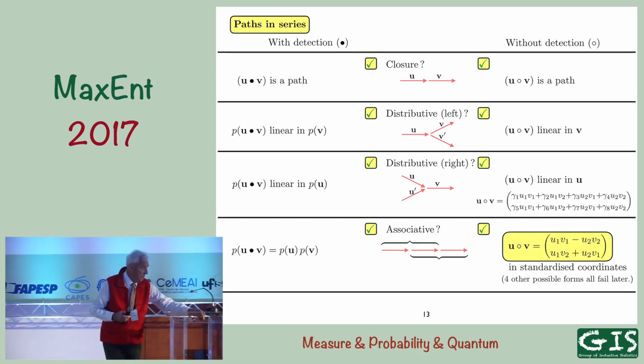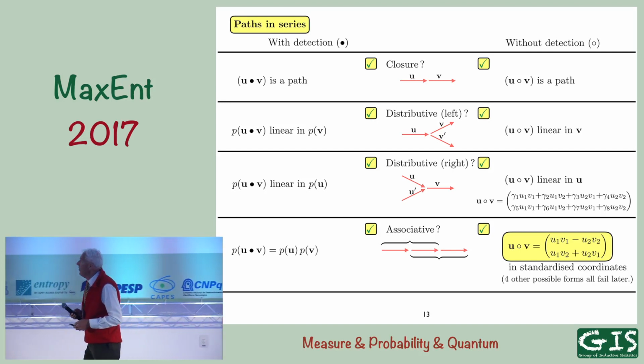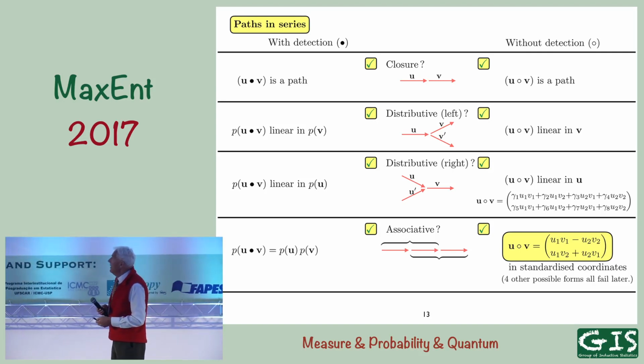I can also do paths in series. And here I've got closure, path in series. We have Denver to Chicago to Boston. It's the same as Denver to Boston. It's either way around, whether I detect what's going on or whether I don't, I get closure. Distributive works. I can split paths. I can also combine paths.